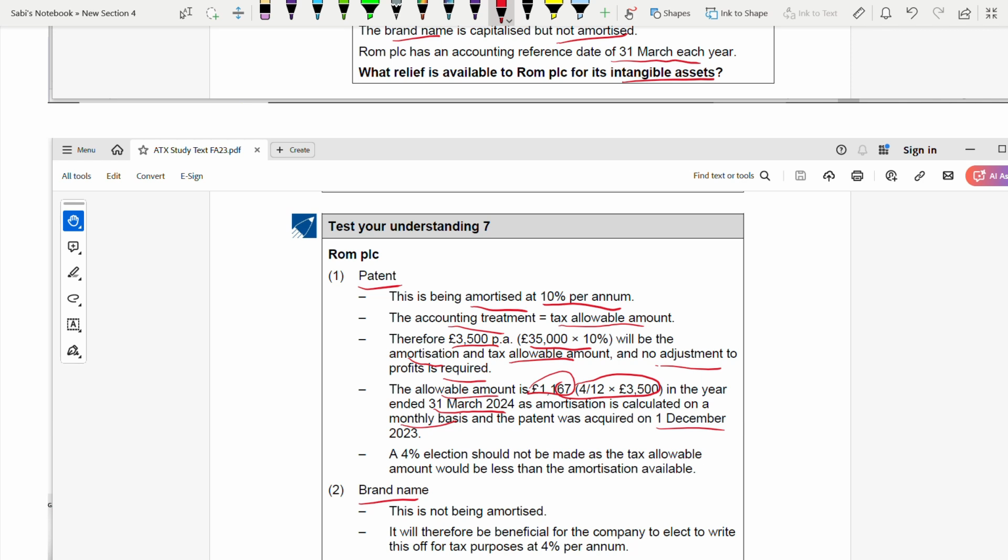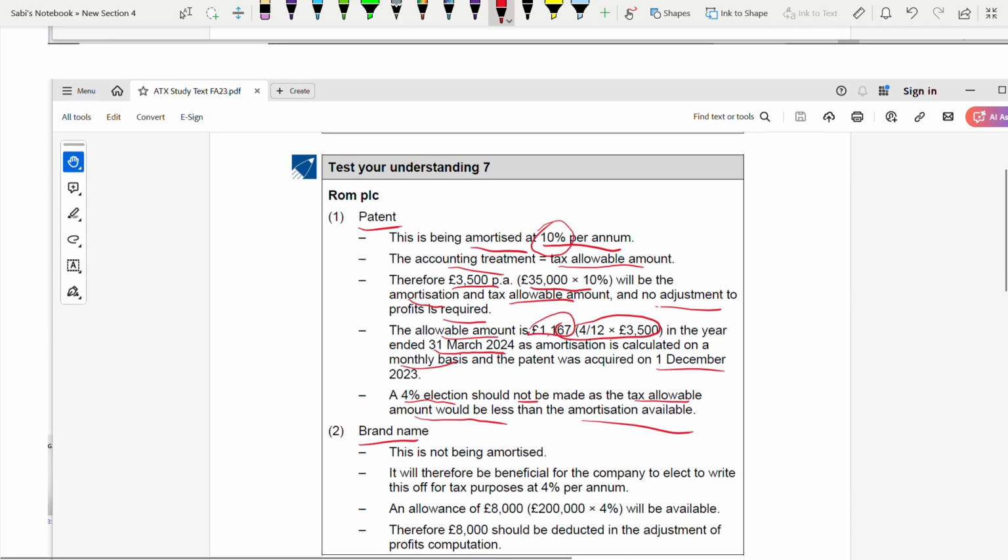Now, will you advise the election to be made? No. Why? Because it's a 4% election, whereas your amortization is 10%. It's more. So it's not advisable for you to make the election, because if you make the election, your tax allowable amount would be less than the amortization available, which is not good. Coming to the second, the brand.